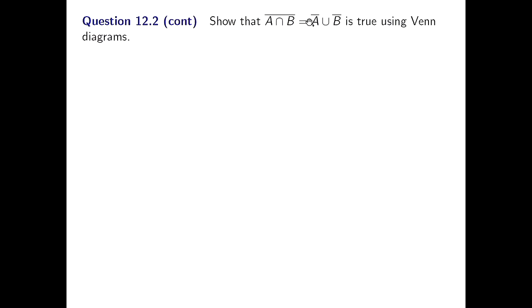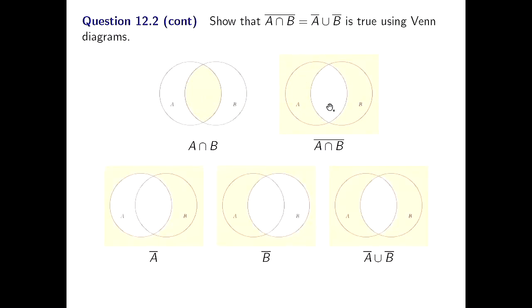Okay, the other way around, I'll be a bit quicker. A intersect B looks like this. Reverse the shading to get A intersect B complement. Here's A complement as a Venn diagram. Here's B complement. Union: shade anything that's shaded in here or in here. That's all of this, right? So that's the other De Morgan law.